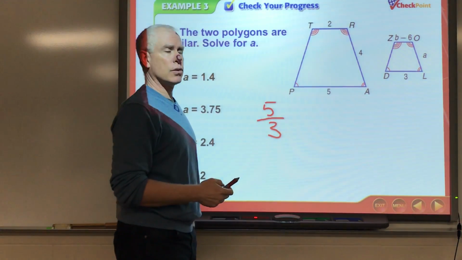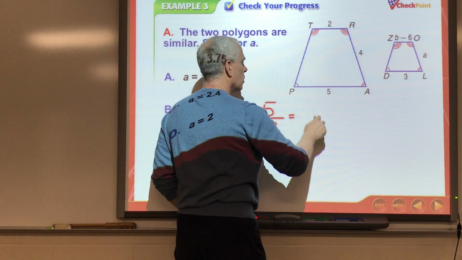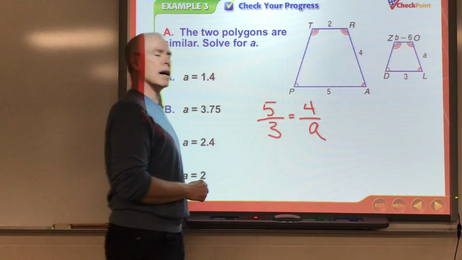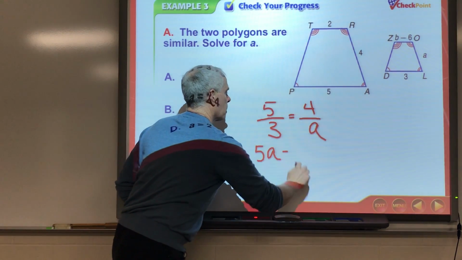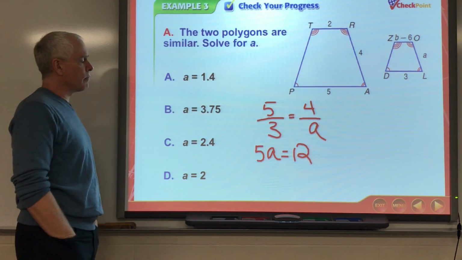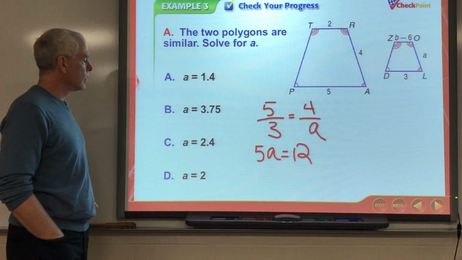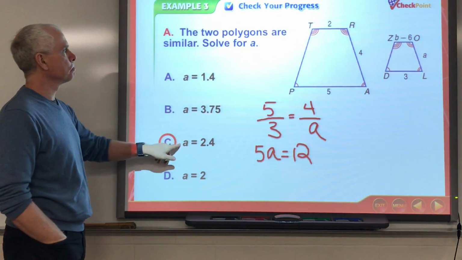Over on the right side. So then I've got to go right side over right side. So 5 over 3 is going to equal 4 over 8. Cross multiply. 5a equals 12, and so I have to divide by 5. 12 divided by 5 is 2.4. So if you got 2.4, give yourself a pat on the back.